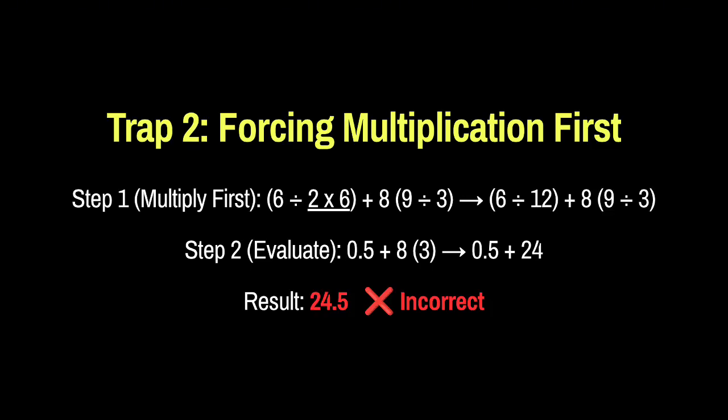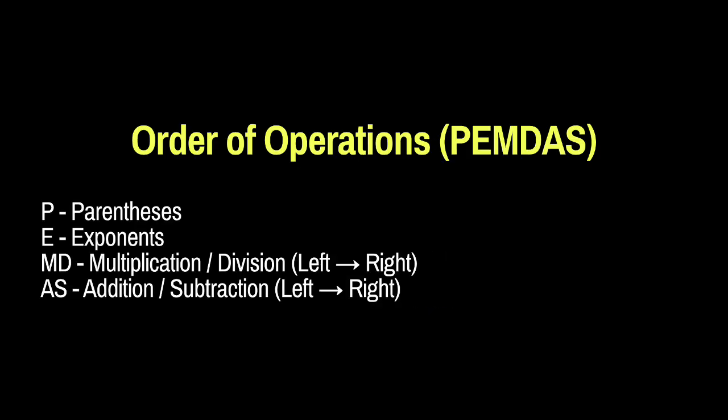Other people start inside the first parentheses, but they multiply 2 by 6 first because they think multiplication always outranks division. They get 6 divided by 12, which gives 0.5. Then they evaluate the second set of parentheses to get 3, and multiply 8 by 3 to get 24. Adding 0.5 and 24 gives them 24.5, which is also completely wrong. So let's go ahead and solve this properly step by step using PEMDAS.